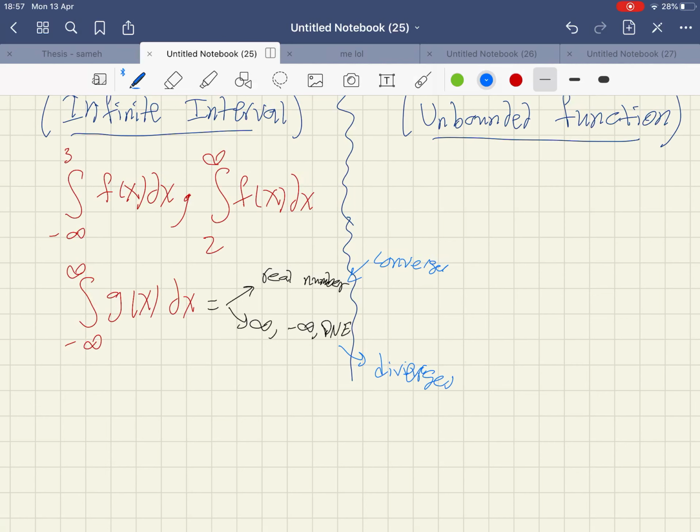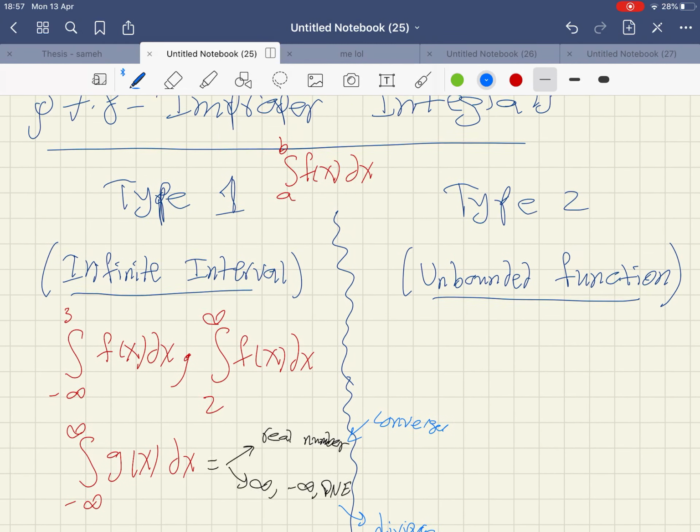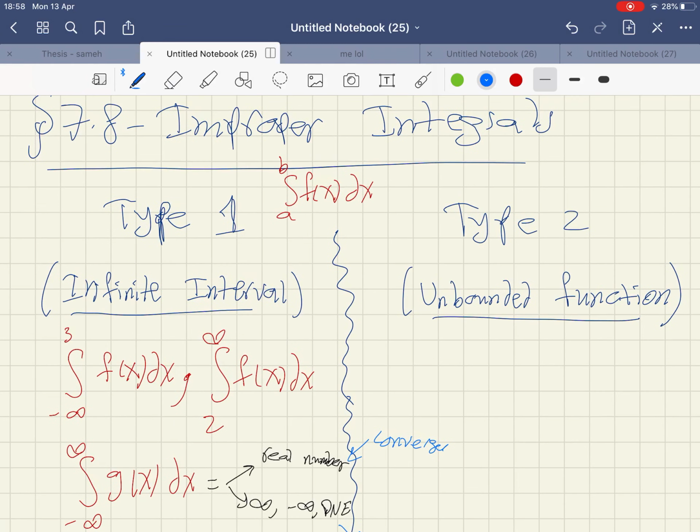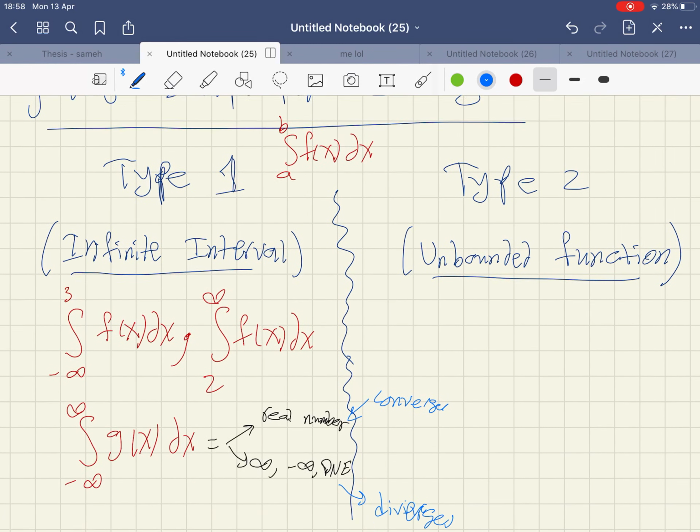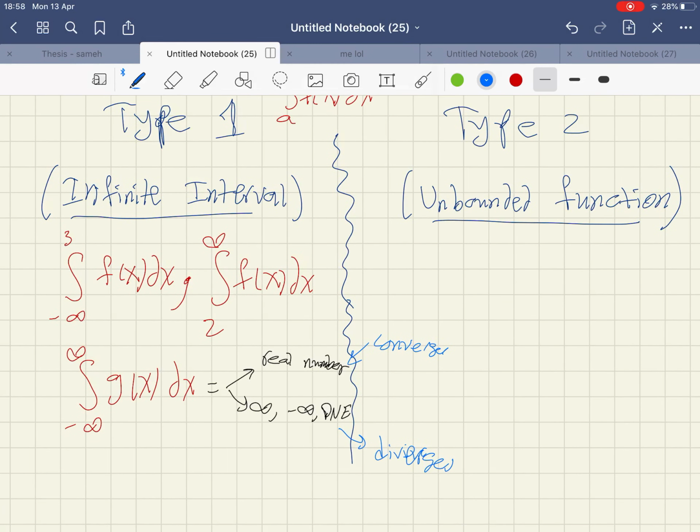Okay. So just to sum up everything, an improper integral has two types. Type 1 has infinity or minus infinity, and we have two options for the answer, a real number or infinity, minus infinity, or does not exist, which means converges or diverges. Now, how we will deal with such an integral, we will see in example 1 in the next video.